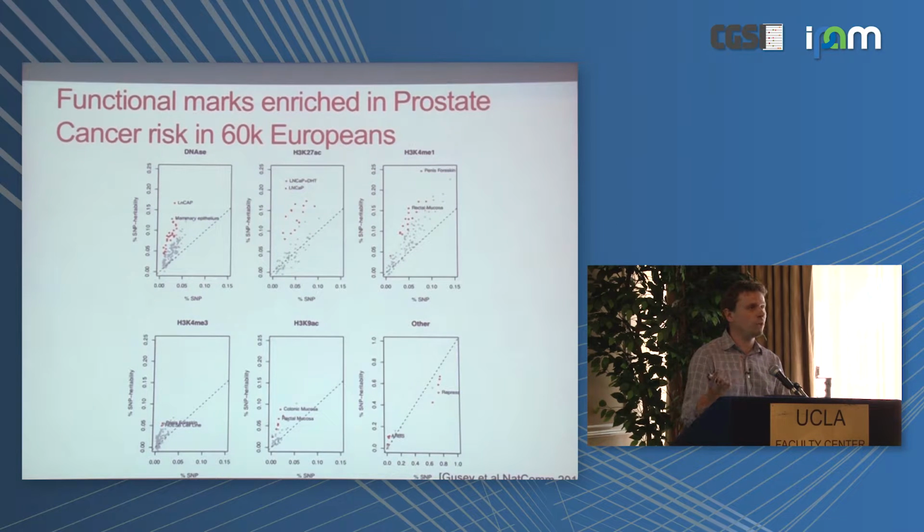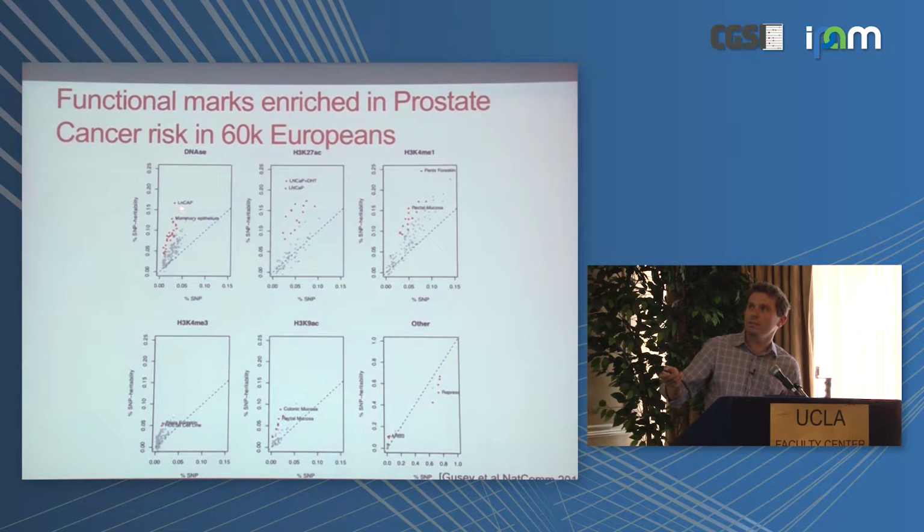And here we looked at 600 or so functional annotations in the genome coming from the ENCODE project. Here I categorize them by DNase, acetylation, methylation, and so on. What I'm plotting here is the expectation. So if there's no enrichment for signal in these regions in the genome, you'd expect most of these dots to be by the diagonal.